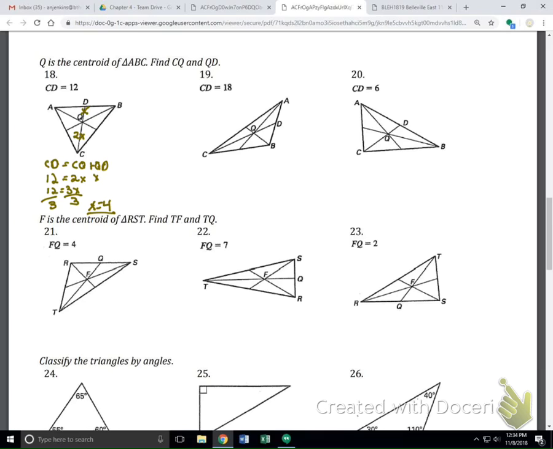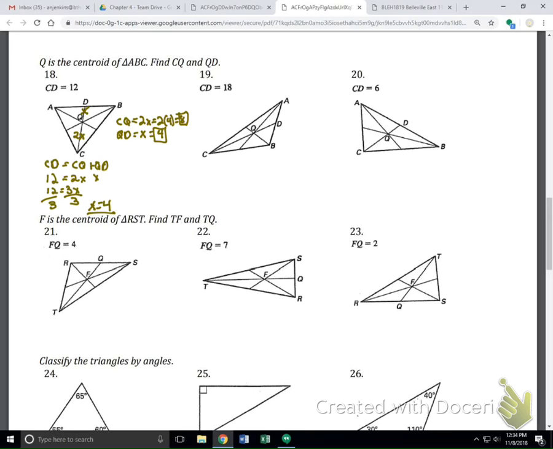Now that we have this value, we're going to substitute back in to solve for what we know. Well, we see that CQ equals 2x, and we know our x value is 4. So 2 times 4, which is 8. Over here we have QD, which equals x, and the x value is just 4. So we have our two solutions right here. It's going to be the same setup for the next one.